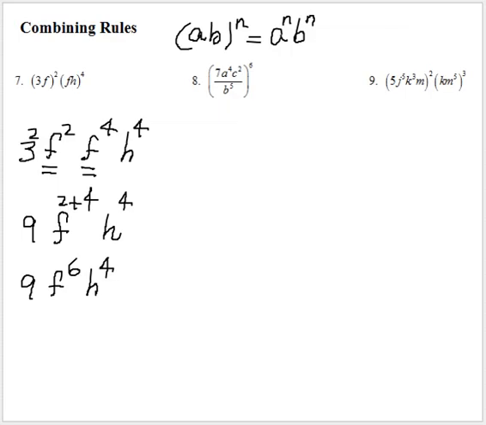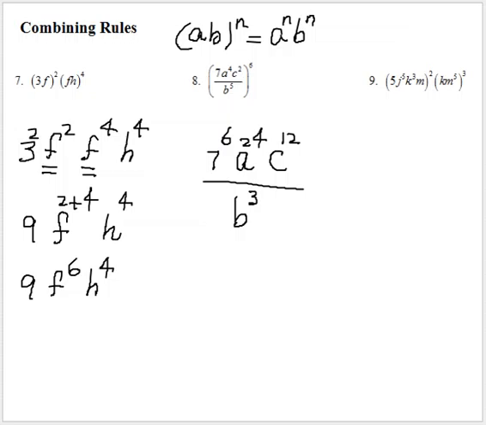Okay, number 8. For number 8, again, we don't have the same base here, so each of those should be raised to the power of 6. So the first one we have 7 to the power of 6, a to the power of 4 times 6, 24, and c to the power of 2 times 6, 12, over b to the power of 5 times 6.